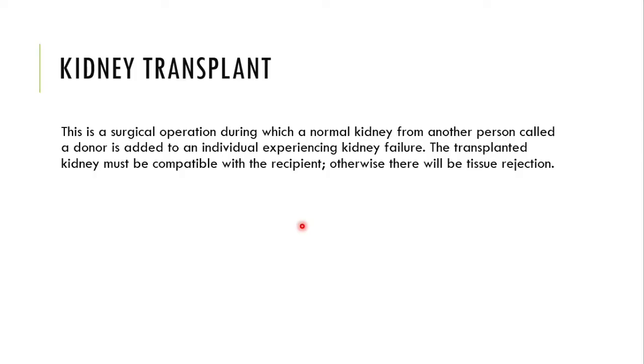Now, for this transplant to be successful, the kidney must be compatible. If there is tissue rejection, that simply means it won't work. So the tissues have to accept each other. Otherwise, if the normal kidney is not compatible with the body of the recipient, it won't work. There must be compatibility there.